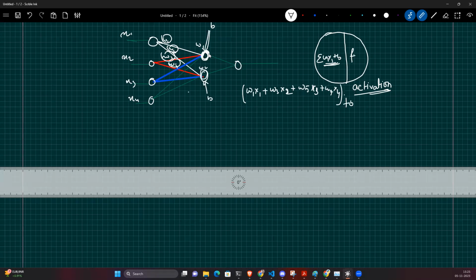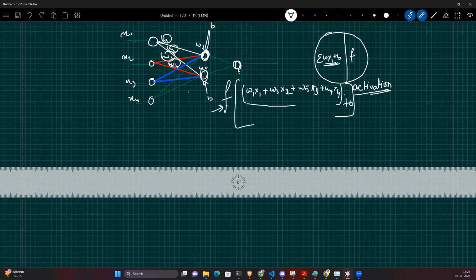This is the input for this neuron, and whatever input we pass to this neuron, we are going to pass through another function called the activation function. The output of this activation function will pass as an input to the output layer. Did you understand? Are the concepts clear?